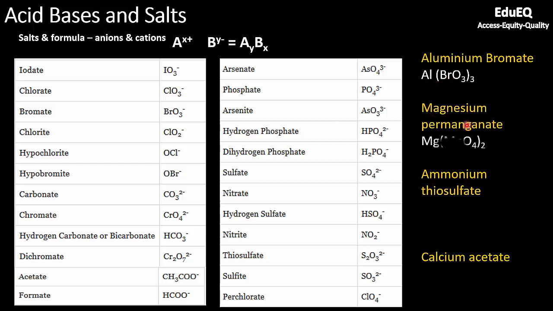Coming to magnesium permanganate. Magnesium was +2, permanganate was -1. So 1 from permanganate goes to magnesium. It does nothing to magnesium. Magnesium remains as Mg. And 2 from magnesium goes to permanganate. So Mg(MnO4) whole twice. Similarly, ammonium thiosulfate, you know thiosulfate is 2 minus, you saw it from here, and ammonium was +1. So 2 from thiosulfate went to ammonium group. So (NH4) whole twice S2O3.